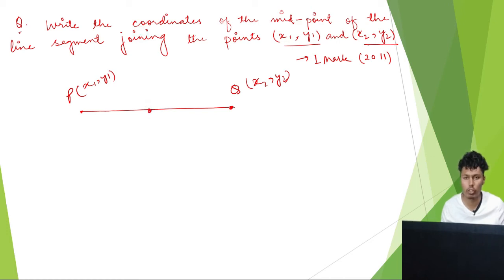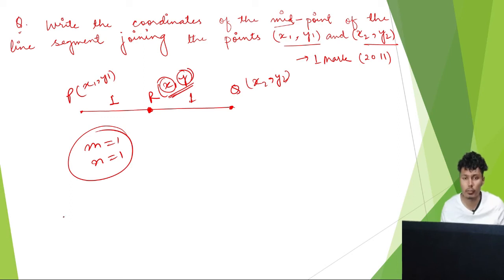There is a point here, R. Let us represent it by (x, y). We need to find the coordinates, the values of x and y. What is the condition? It is the midpoint, so the ratio is 1:1. That is, m is equal to 1 and n is equal to 1.